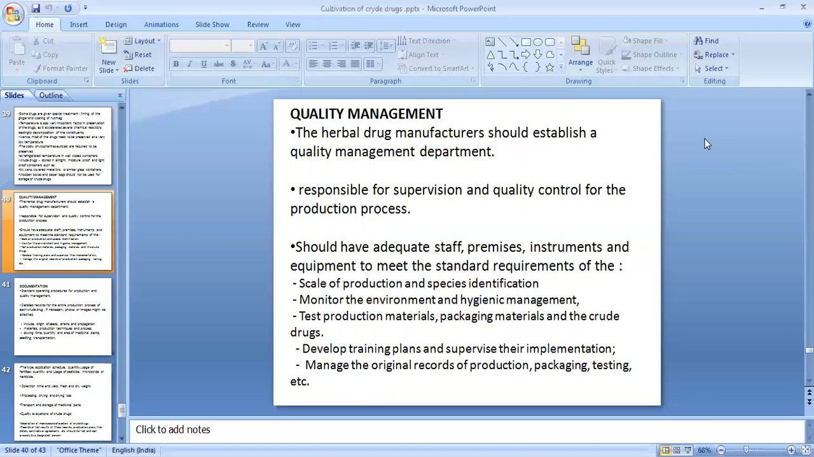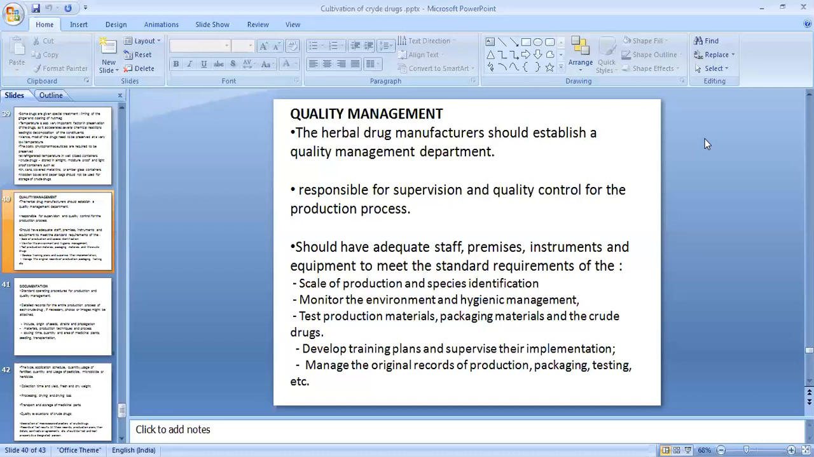So this quality management department should have adequate staff, adequate premises, instruments, and equipment to meet the standard requirements of quality management. So what are the functions of the staff? They have to monitor the scale of production and species identification. They should monitor the environment and hygienic management, and they should also test the production materials and packaging materials of the crude drugs.